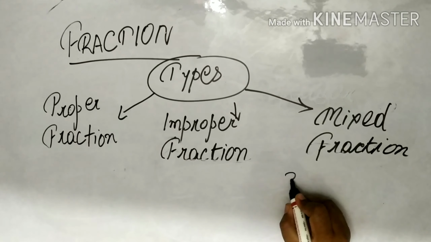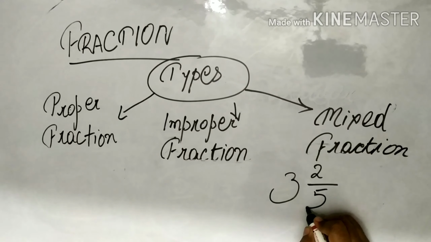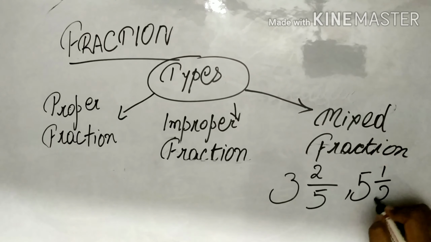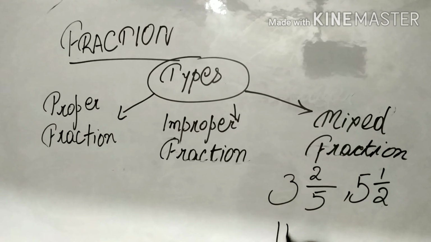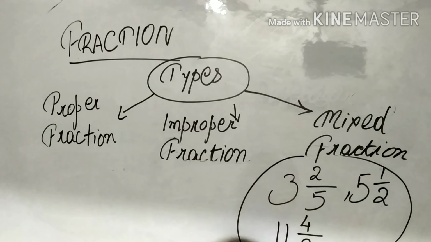Now talking about mixed fractions, these are the fractions which have a whole number and a fraction. For example, we express the number as 3 2 by 5. This is a mixed fraction. Or 5 1 by 2. Or 11 4 by 9. So all these are mixed fractions.